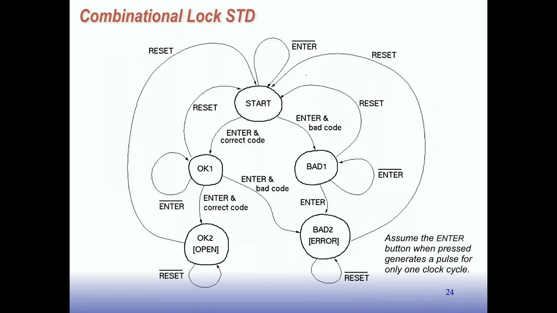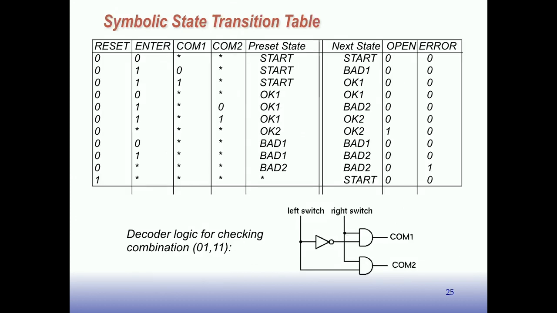Questions on the combinational lock example? Yep. Why can't you just use enter as a clock signal? Why can't you use enter as a clock signal? Well, you could. Functionally, it would work. In practice, it's a little bit dangerous to build circuits like that.